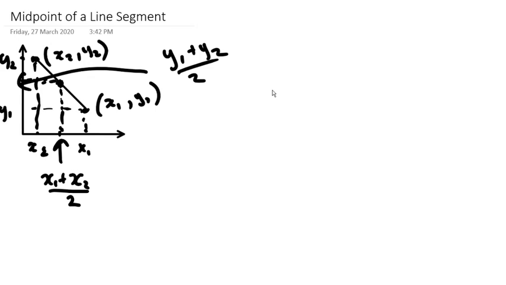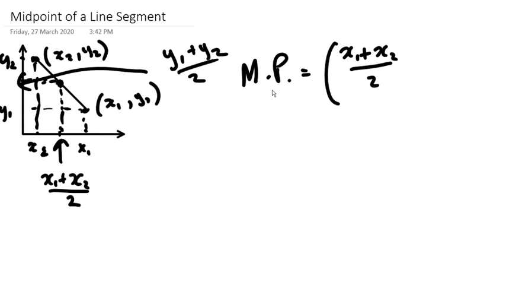Alright, so here now we can set up a basic formula to work with. The midpoint, MP, is equal to the coordinate of the midpoint: x1 plus x2 on 2, y1 plus y2 over 2. Okay? Alright. Now let's do a quick example.